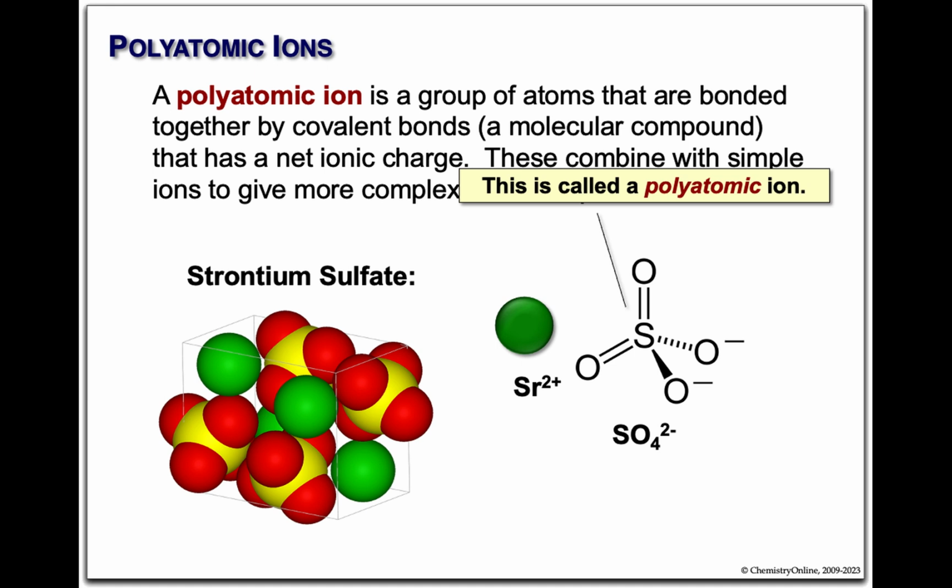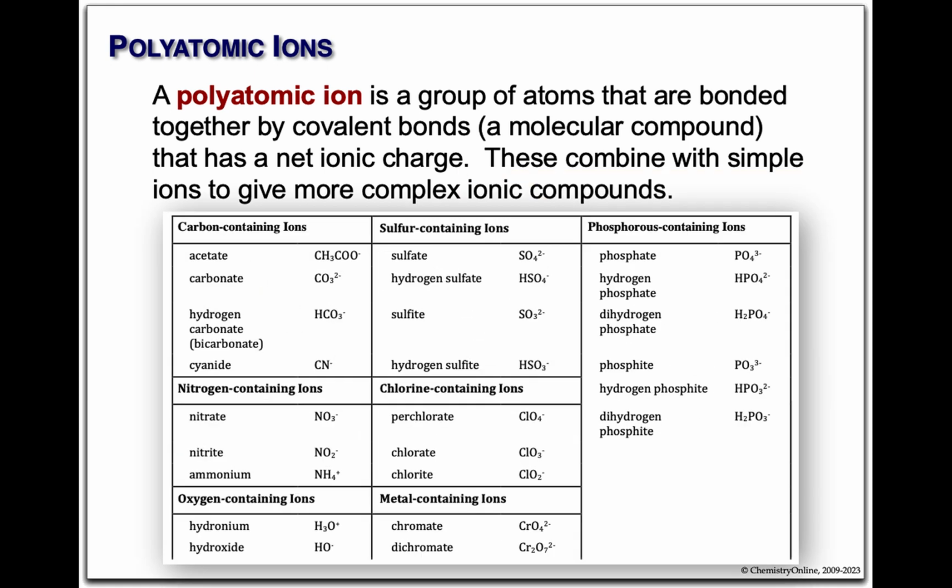Unfortunately, polyatomic ions, there are a lot of them. This is a very slightly partial list of them. And even more unfortunately, you have to kind of know them, at least the important ones. Acetate, CH3COO minus, carbonate CO3 minus 2. Hydrogen carbonate, where you stick a hydrogen on, cyanide CN, nitrate NO3, nitrite NO2, ammonium. This is the only positive one that we're going to deal with. Hydronium, hydroxide, chromate, dichromate, perchlorate, chlorate, chlorite, sulfate, hydrogen sulfate, sulfite, hydrogen sulfide, etc., etc.